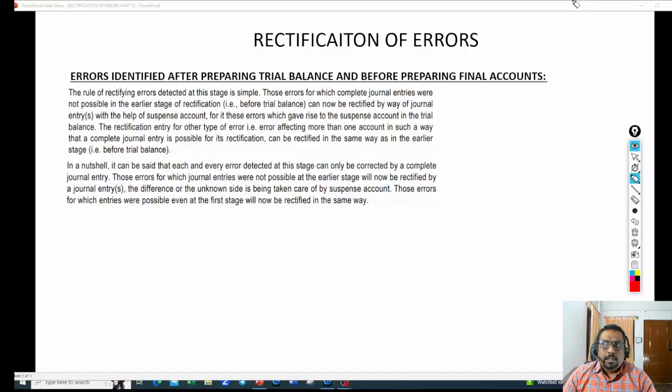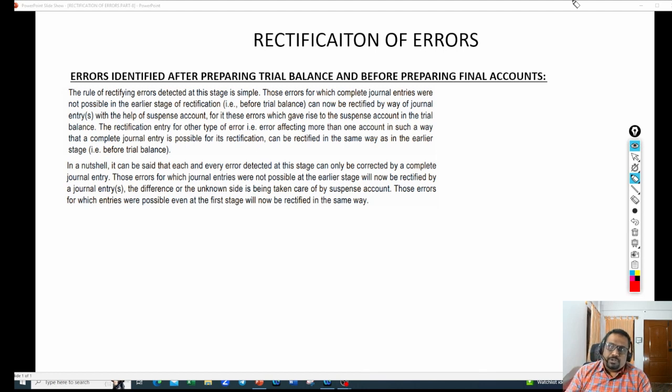We are going to discuss in detail the second stage of errors being identified. Without wasting much time, let us get into the presentation and I'll explain in detail how the errors can be identified after preparing the trial balance and before preparing the final accounts, and how those errors can be rectified as well. Right? Let us start.